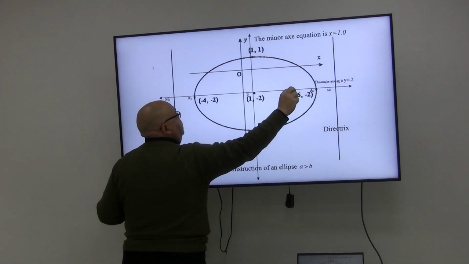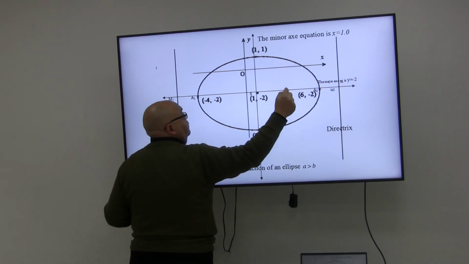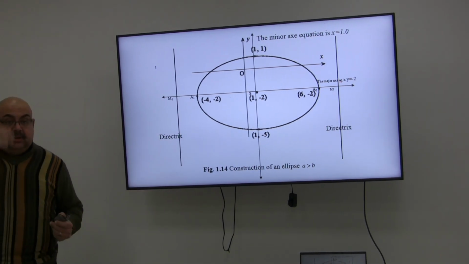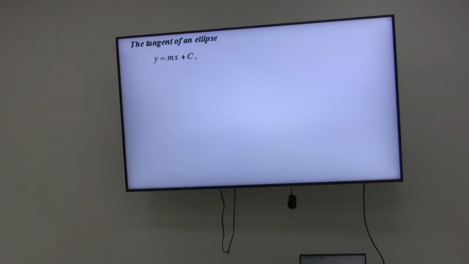This is A and E from where I can get the two foci. This is from the center A, which I have the vertices on the X direction and Y direction and so on. So that's a complete shape of this equation. Also, I can find the tangent of an ellipse if I want to, which is equal to y equals mx plus c. That's the equation of a line tangent to an ellipse.